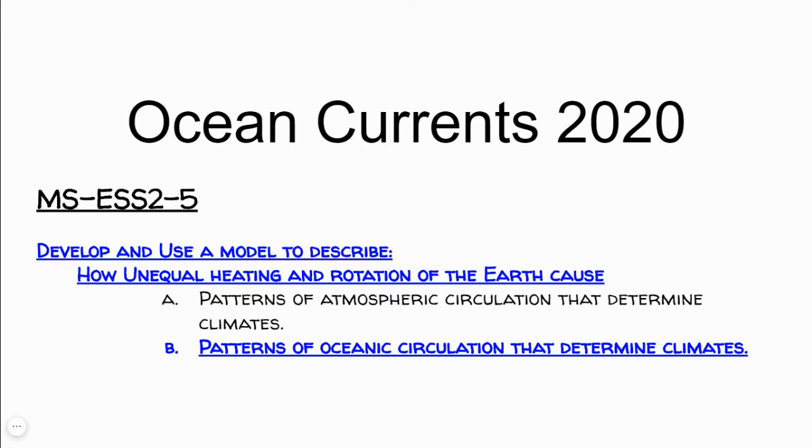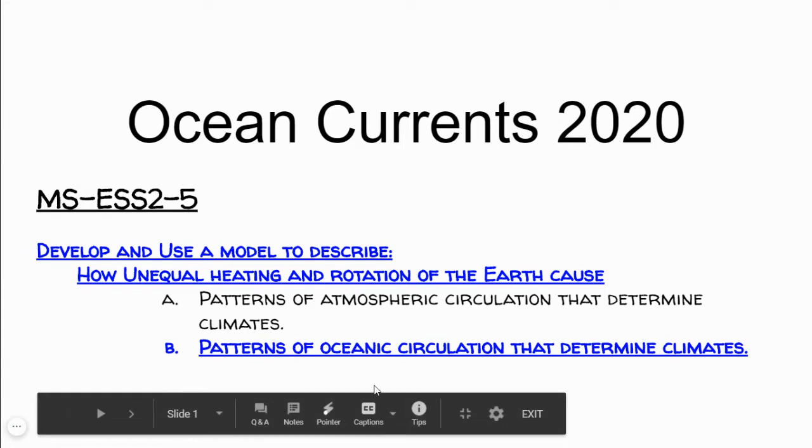And the thing that we're going to look at first is what's the standard that the actual state would like us to know. And that comes under this Middle School Earth and Space 2-5, which the state is asking us to do a couple of different things.